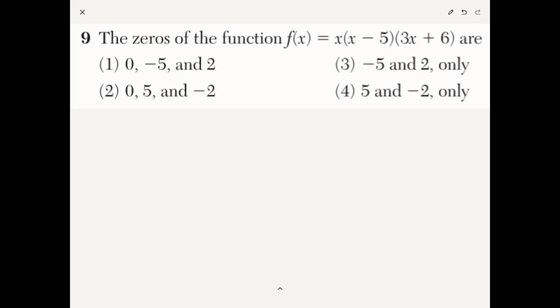This is question number 9 from the June 2024 Algebra 1 Regents exam. They've given us a function and they want us to find the zeros. This is a very straightforward question, especially if you have the graph. The graph will show you exactly where the zeros are. Zeros are basically where the function or the graph crosses the x-axis.